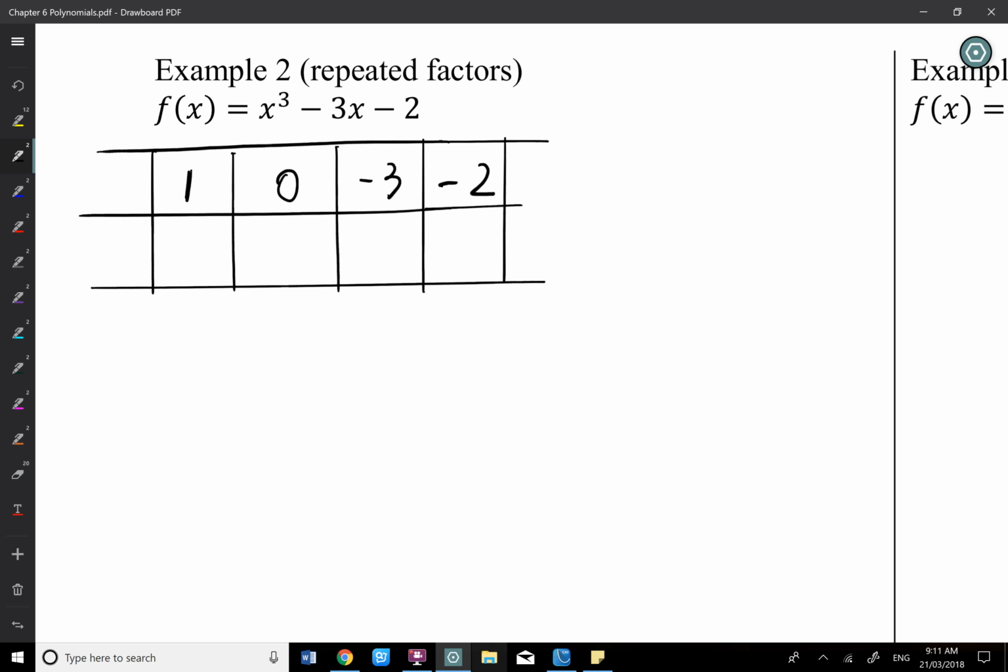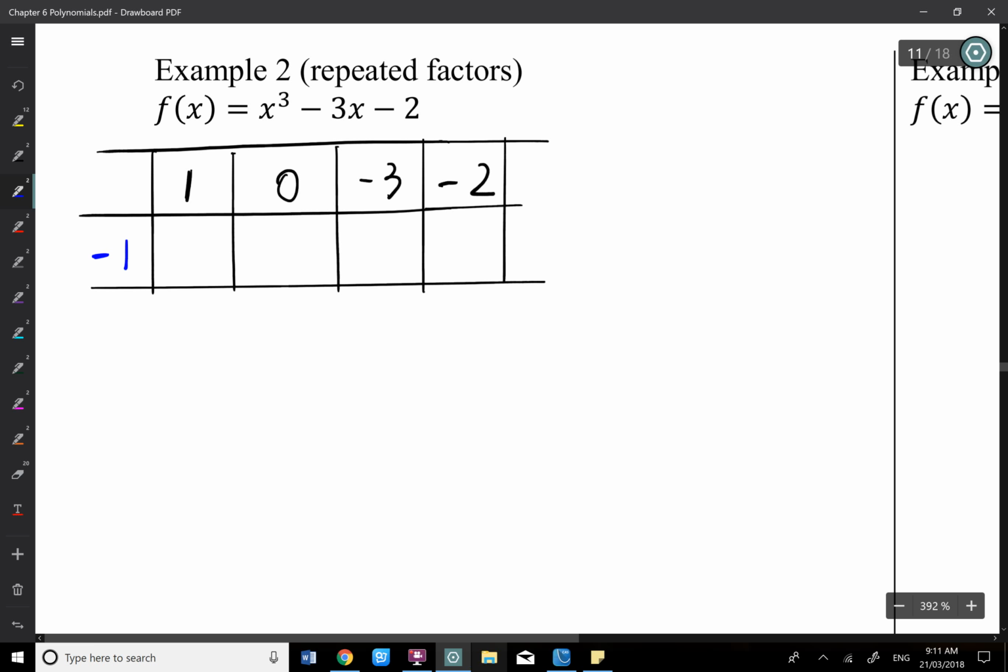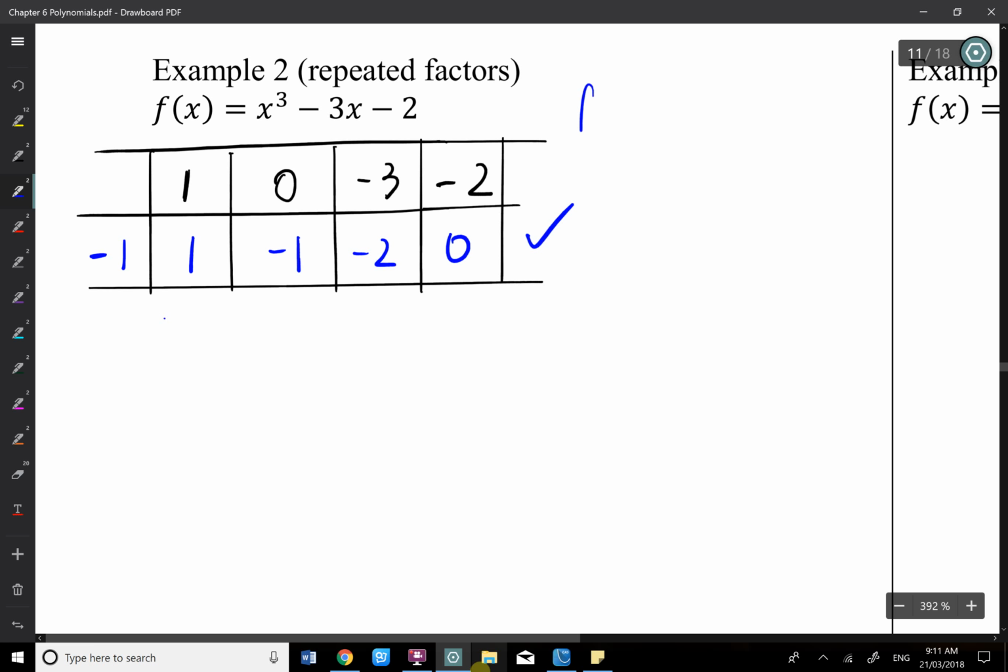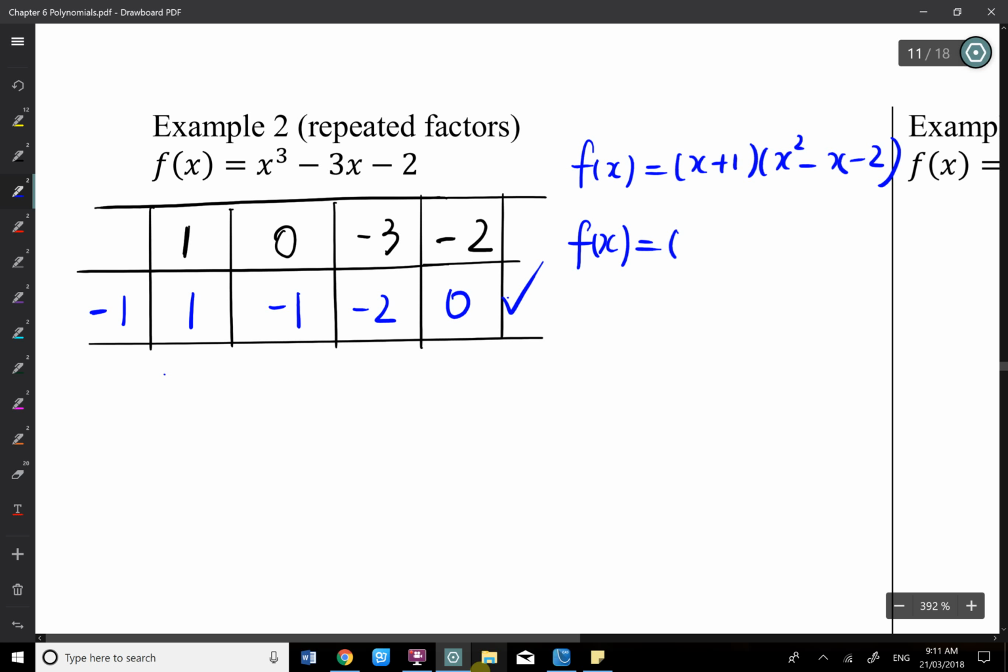Well, I think negative 1 should work as well. I put 1, that's a negative 1, that's a negative 2, and that's a 0. This one works. So f(x) equals x plus 1, x squared minus x minus 2. So f(x) equals x plus 1, x minus 2, and then you have another x plus 1. This is called the repeated factor because you have x plus 1 twice. x plus 1 squared and then x minus 2.